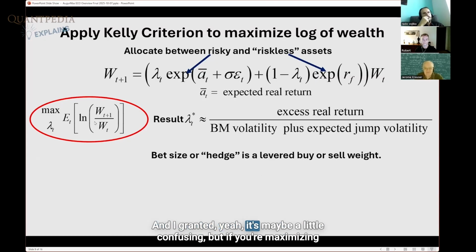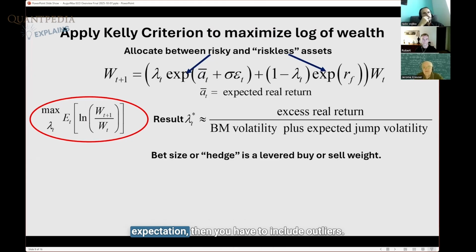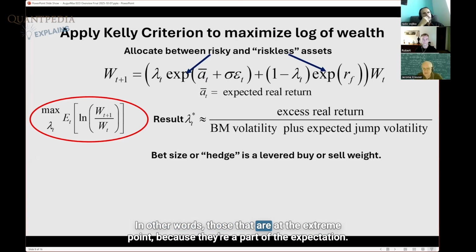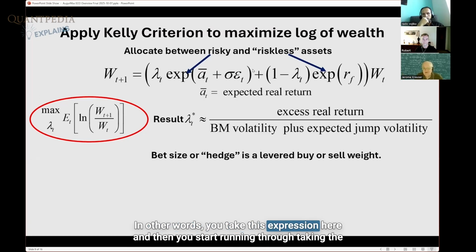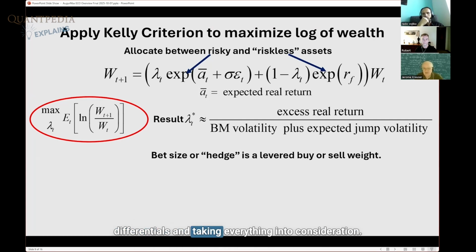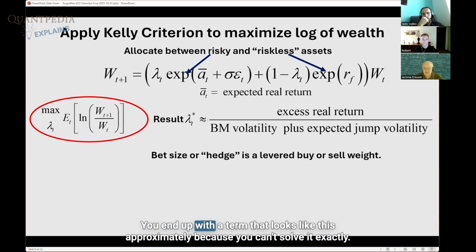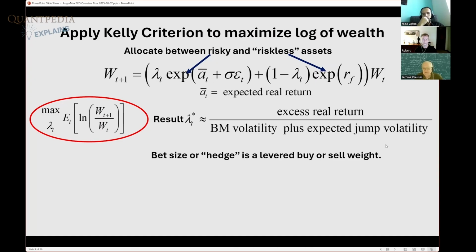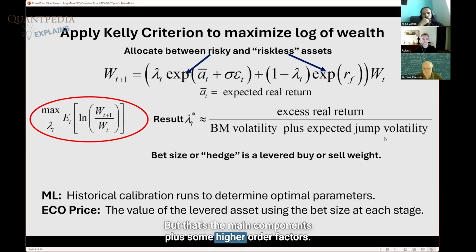I grant it's maybe a little confusing. But if you're maximizing expectation, then you have to include outliers, those at the extreme points, because they're part of the expectation. You take this expression, run through the differentials, and take everything into consideration. You end up with a term that looks like this approximately, because you can't solve it exactly. But those are the main components, plus some higher order factors.